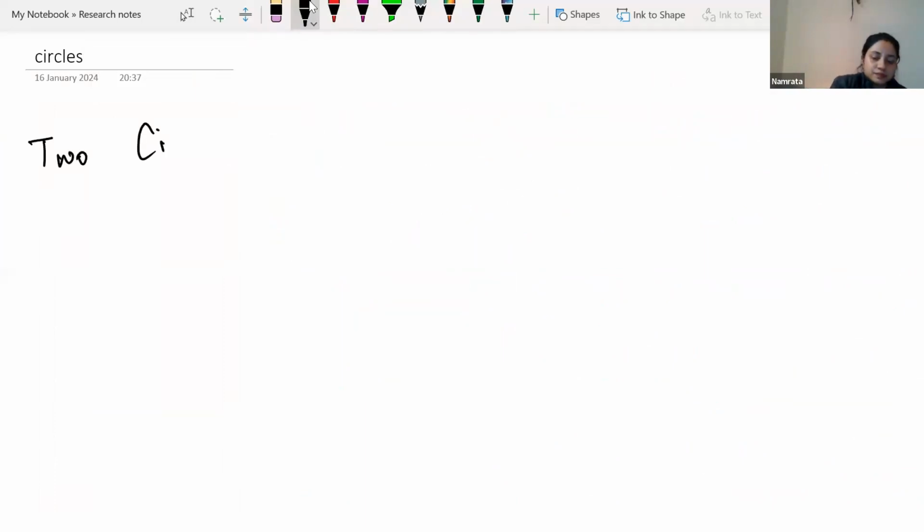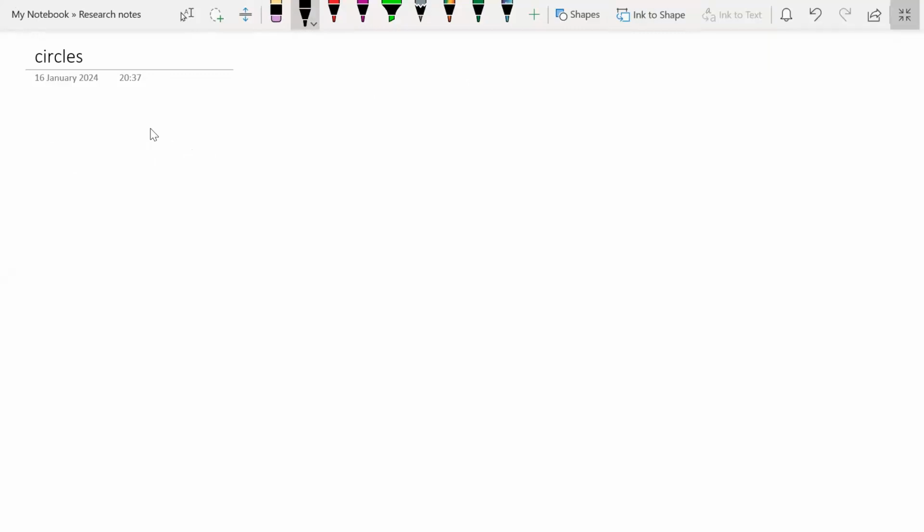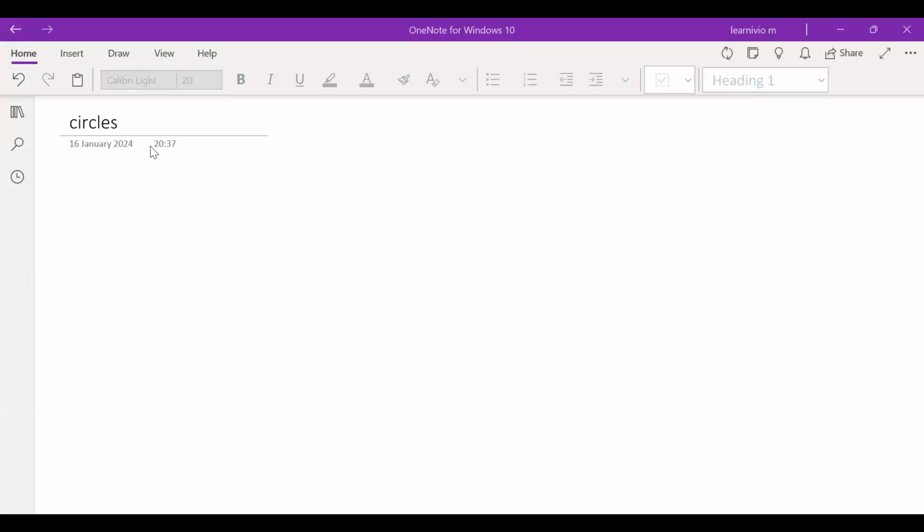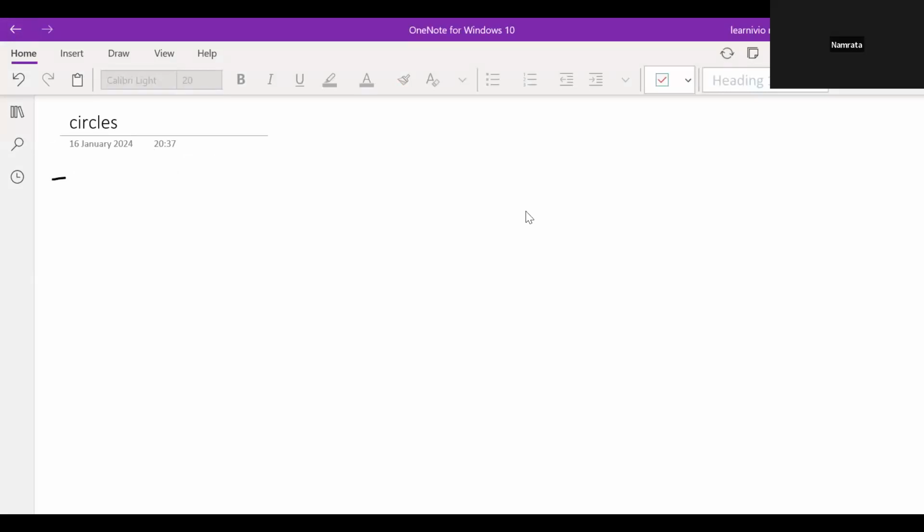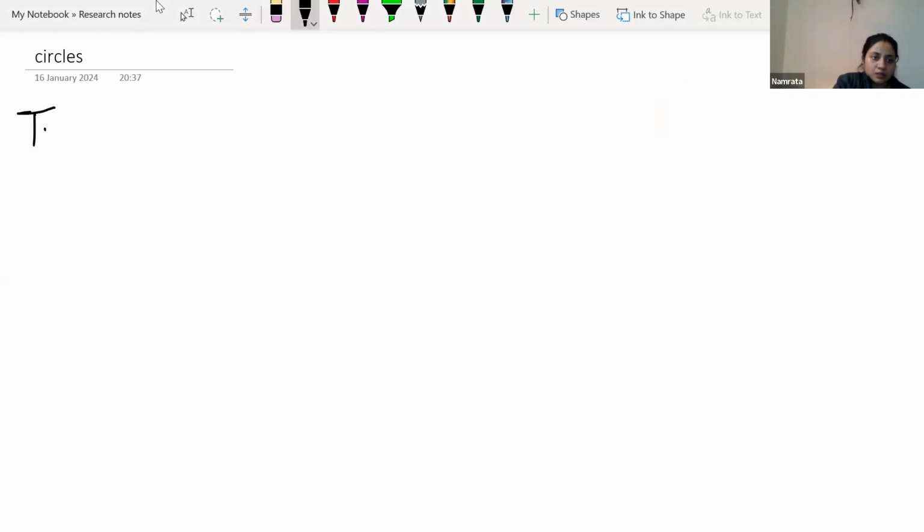Two circles having measurement. Let me draw the figure only. Okay.